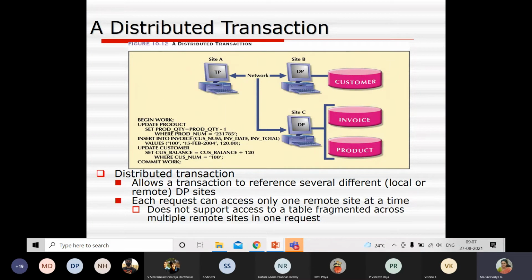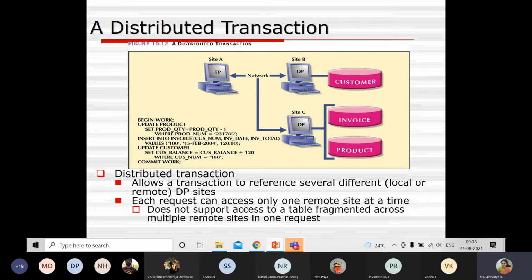Now it goes to site C. Site C will understand that update product, insert into invoice and update customer, all three have to be executed because all three tables are there. So it will execute. Now we look into the update customer query specifically. That query will return saying that one record is updated because the customer with customer number 100 is available in the site C table. So in that case, that will get updated. So in that also there is no dependency going to happen.